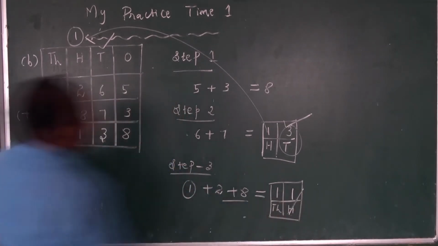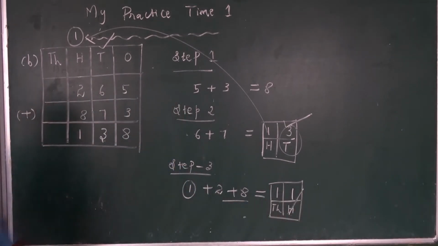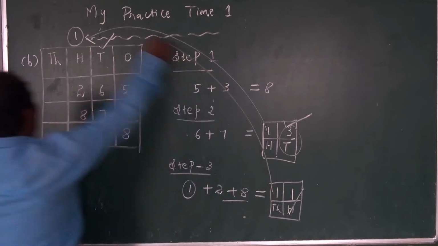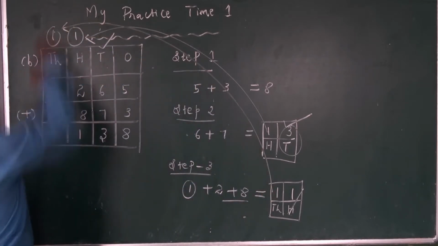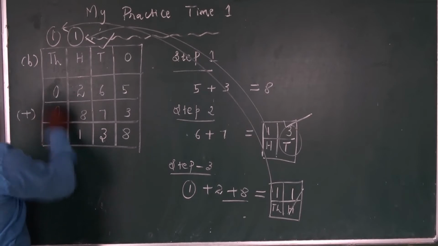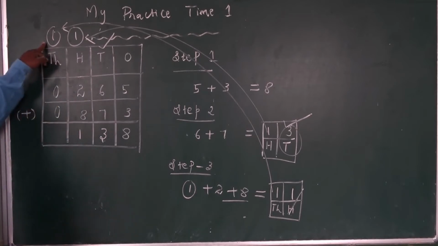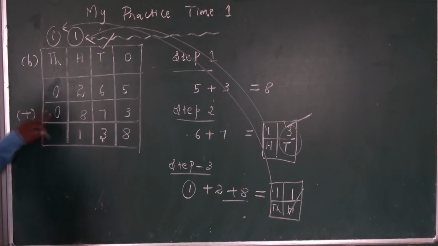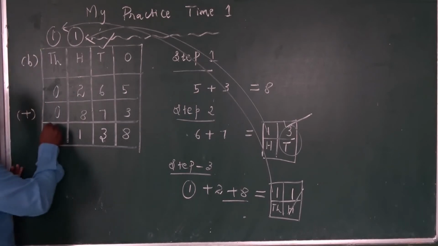Next one, 1000 place. 1000 place is 1. The number 1 carry over to the 1000 place. Here nothing, 0. Here also nothing, 0. Carry over the number 1 plus 0 plus 0. So 1000 place is 1.